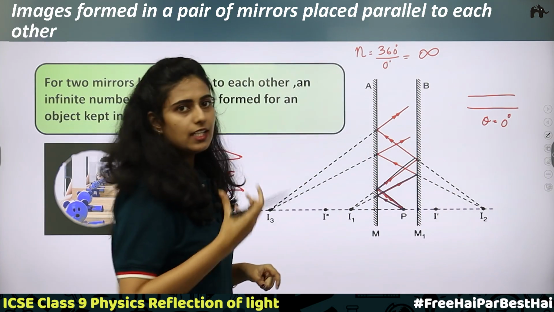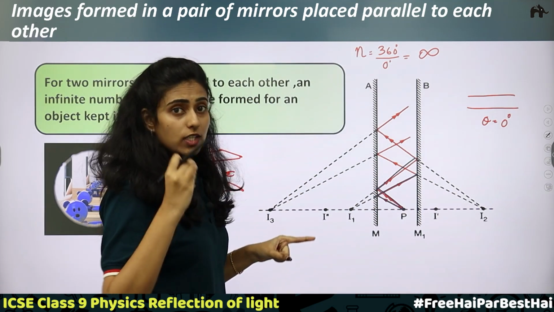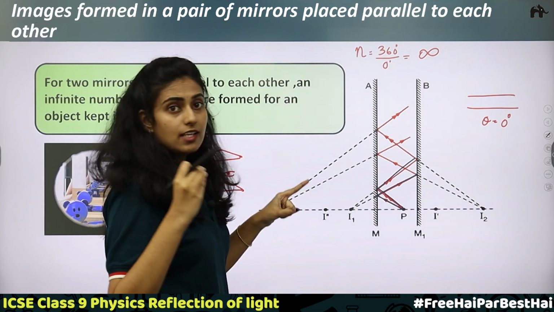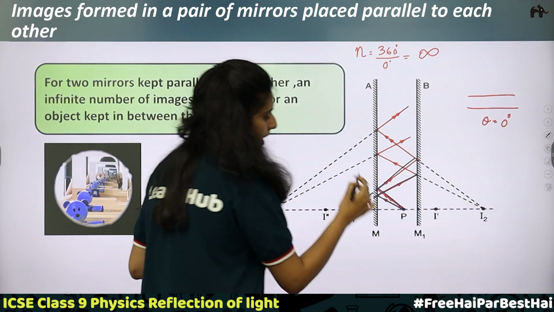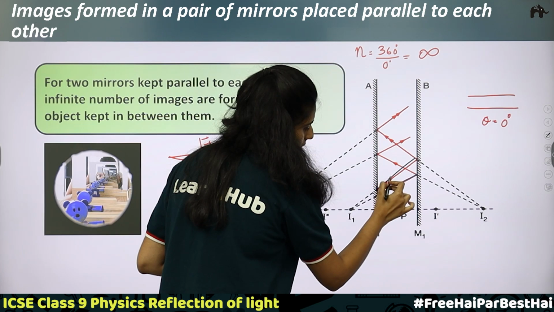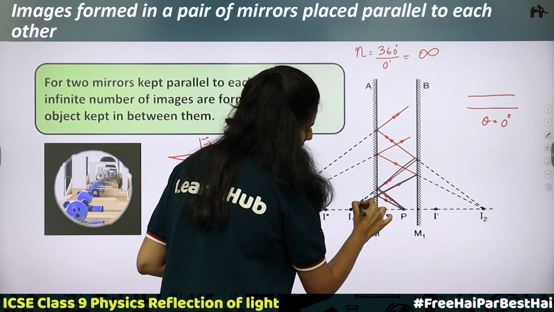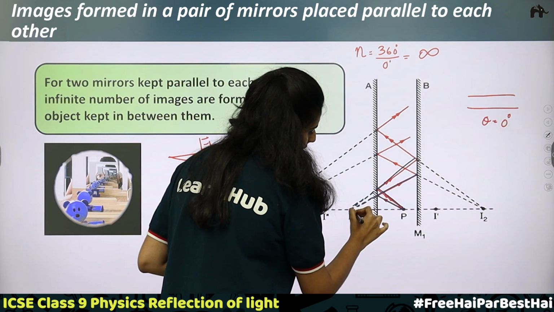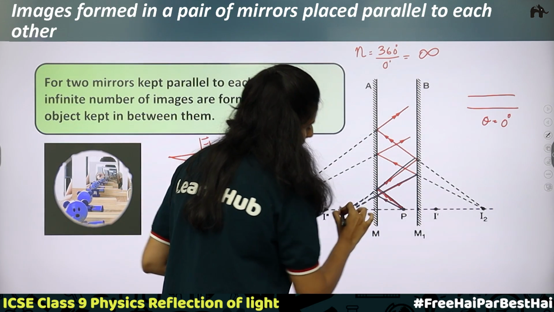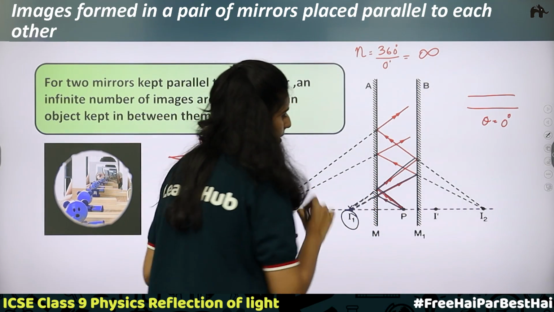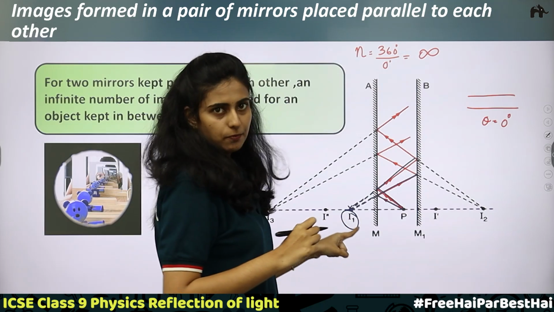So, we know that in the case of a plane mirror, a virtual image is obtained. Where is the virtual image obtained? Image will be obtained when you just extend these light rays, the reflected rays. At this point, I1 is the first virtual image. You will feel that the image is here.